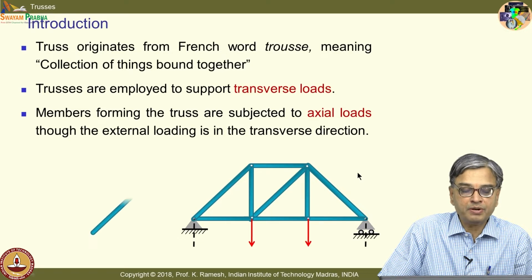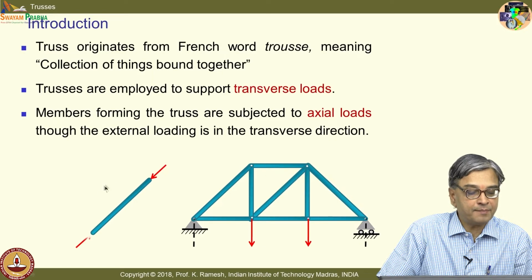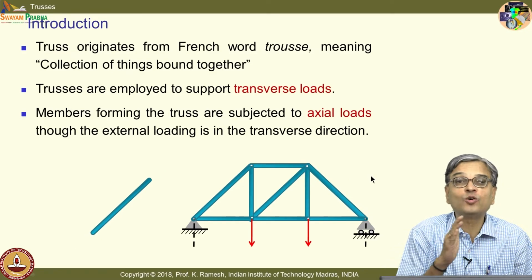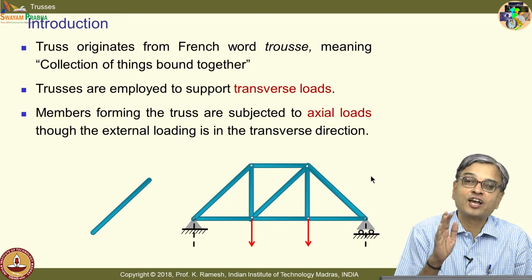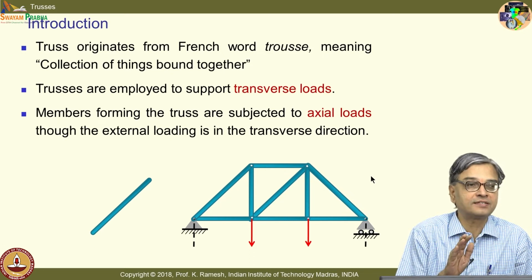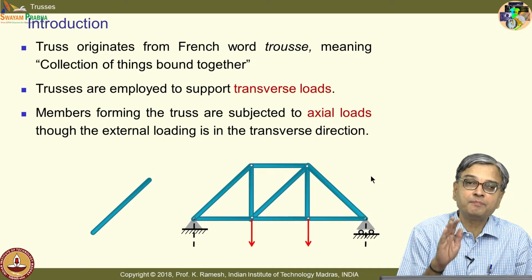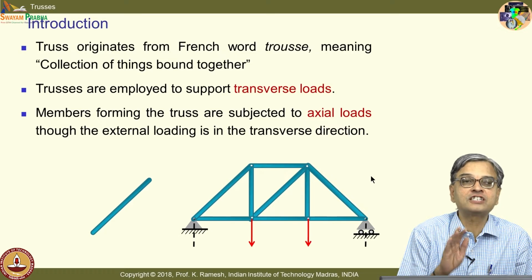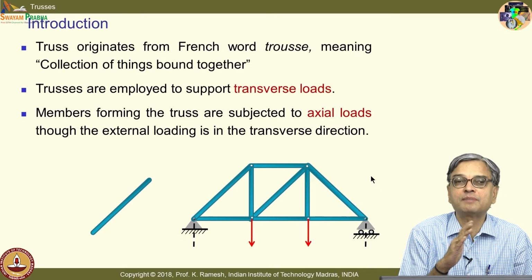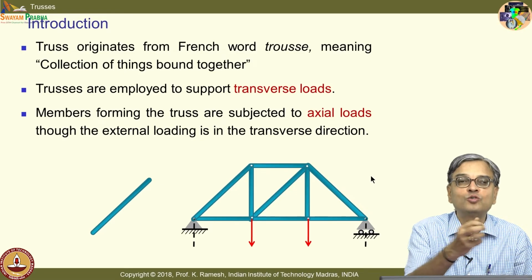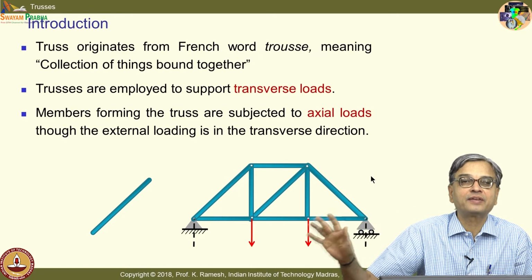But if you look at the members, a member may be in tension, it may be in compression, or it may not even transfer any load. They are called zero force members. They are a very important part and parcel of a functional truss. Just because a member is not transmitting any force, you cannot take out that member and keep it away.